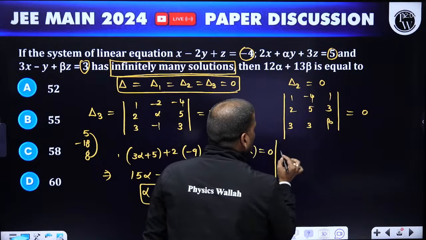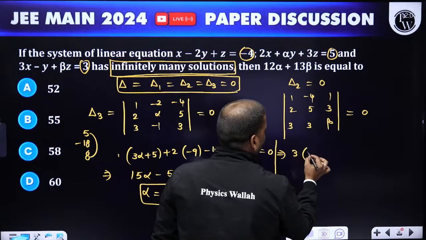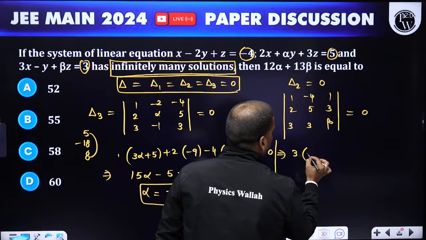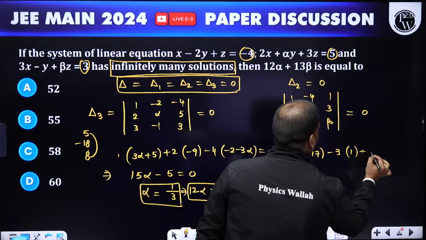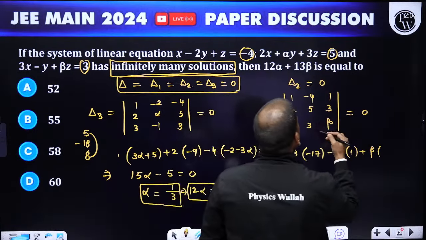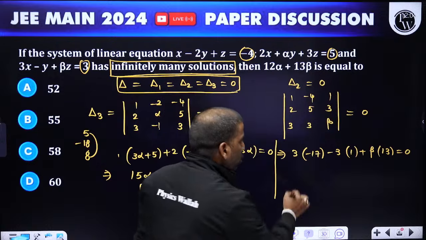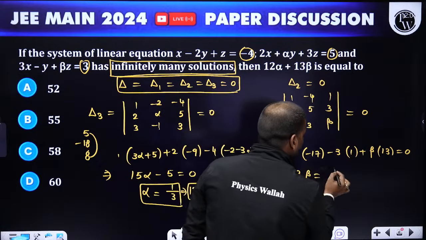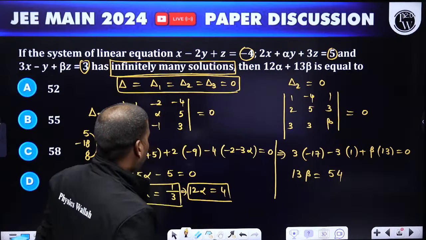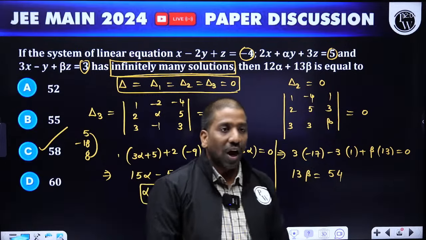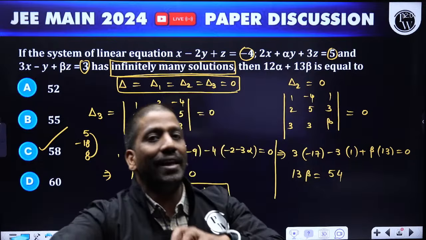So now let us expand over the third column. That could be easier. So 3 times minus 12 minus 5, so minus 17. Minus 3 times 3 minus 2, 1. Beta times 5 plus 8, right? 5 plus 8, 13, which is equal to 0. See, directly we got it, no? So 13 beta is equal to 54. Yes. So 12 alpha is 4, 13 beta is 54. So 54 plus 4, 58 is the answer. Okay. So this is how we have used our known points effectively to answer this question in the easiest manner.